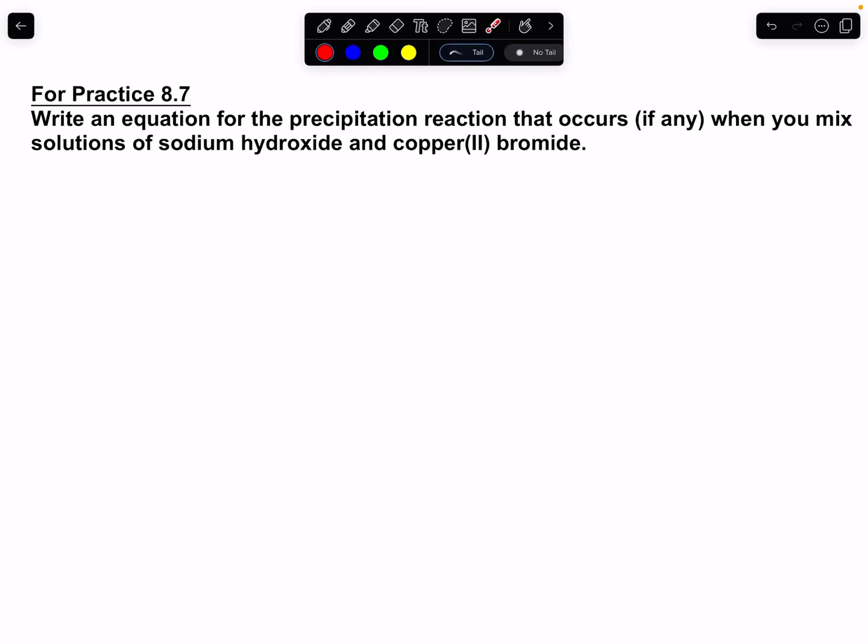So in this question, we're asked to write an equation for the precipitation reaction that occurs, if any, when you mix solutions of sodium hydroxide and copper(II) bromide. So first of all, let's start with writing the formulas of sodium hydroxide and copper(II) bromide. So those are the formulas for sodium hydroxide and copper(II) bromide.